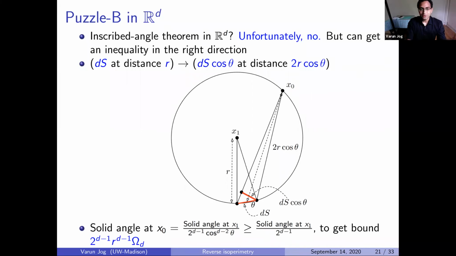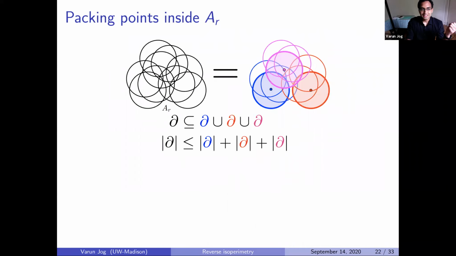So all right, what do we do with these puzzles? This is where the packing argument shows up. Let's say you have, I apologize for the picture, but this is the best way I could try and explain it. Let's say the original set A sub R is the finite union of these balls of radius R.